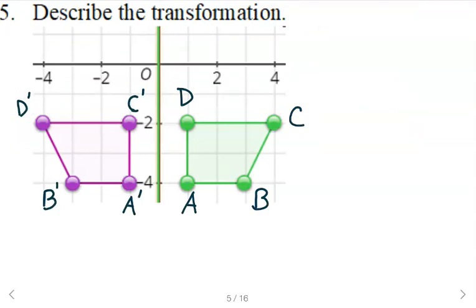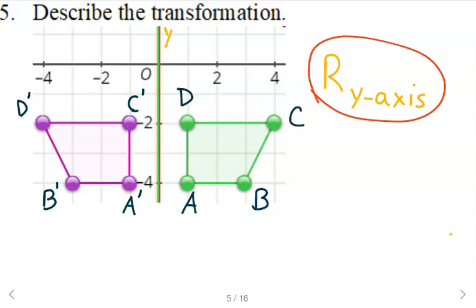Number 5, we want to describe the transformation. So if the one on the right is the original, then we're reflecting it across this y-axis. Notice that A is 1 unit to the right, A prime is 1 unit to the left. Same thing for B, 3 units to the right, B prime's 3 units to the left, and it works for all those points, so it's a reflection across the y-axis.